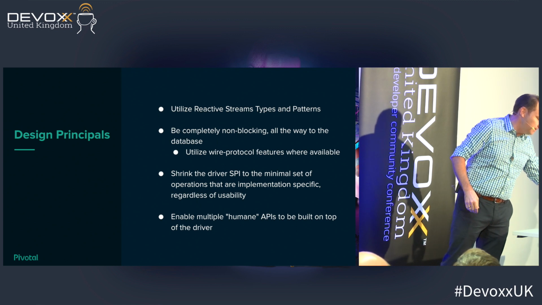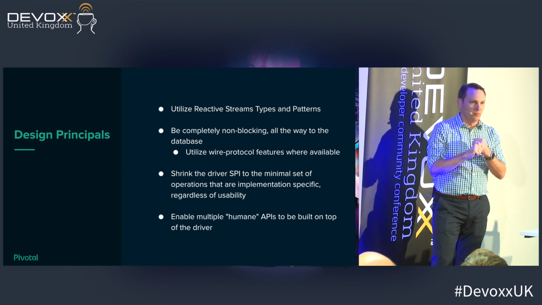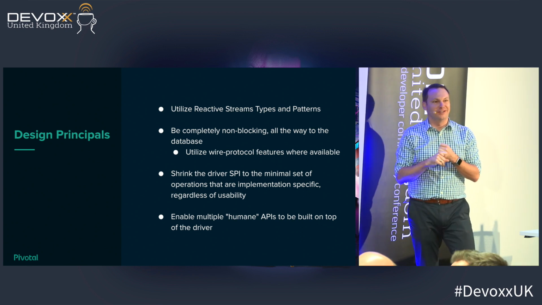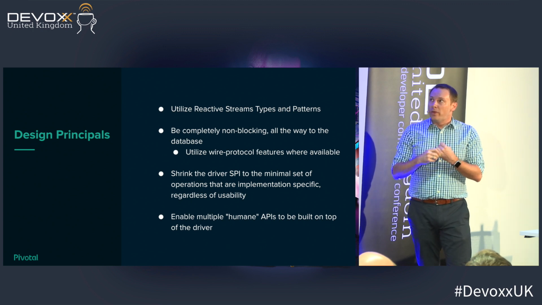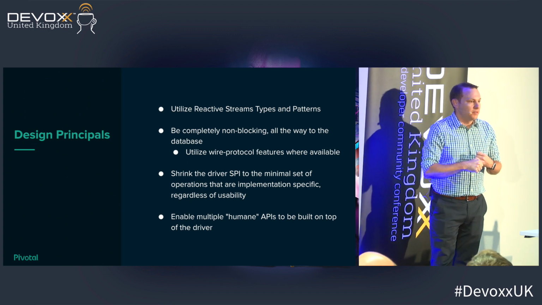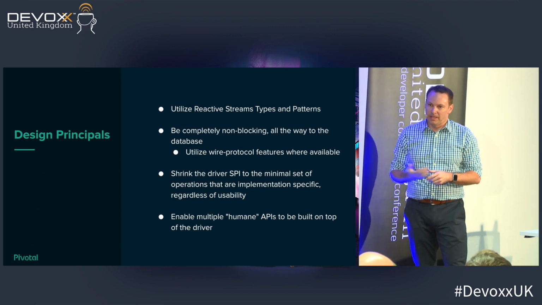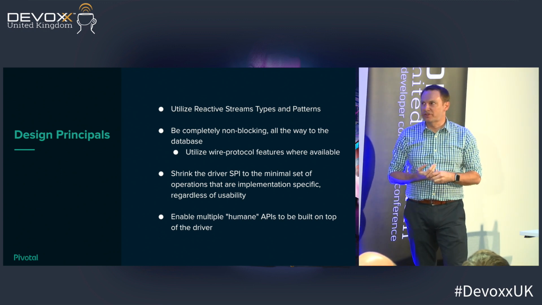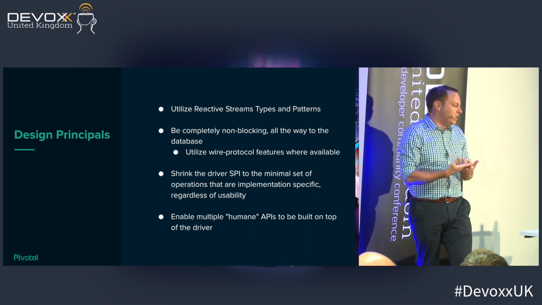So R2DBC has a couple of really key design principles. Number one, and obviously the most important thing if you're trying to design a replacement for a very well-used API that already exists, we want to use reactive streams types. I talk about Project Reactor, I've talked about RxJava, you could talk about something like Akka in the Scala world. All of these things are joined together by a project called Reactive Streams.